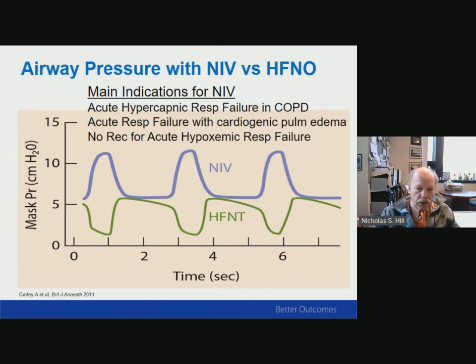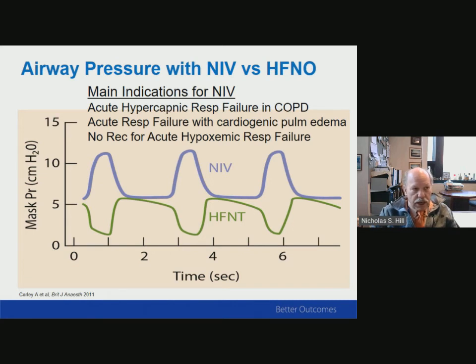During cardiogenic pulmonary edema, the effect is more re-inflating collapsed alveoli and improving oxygenation and lung compliance that way. And also there's a cardiotonic effect, an afterload reducing effect of the increased intrathoracic pressure.